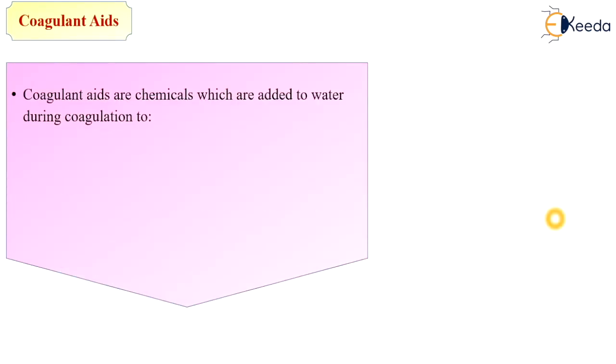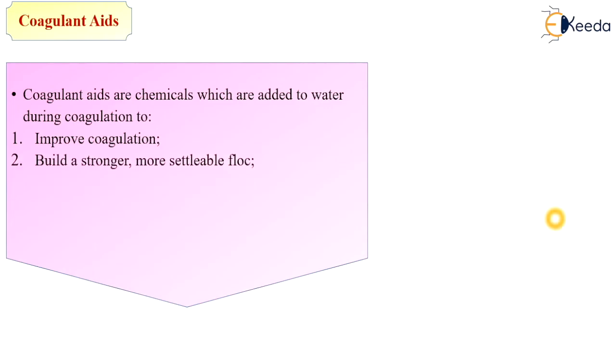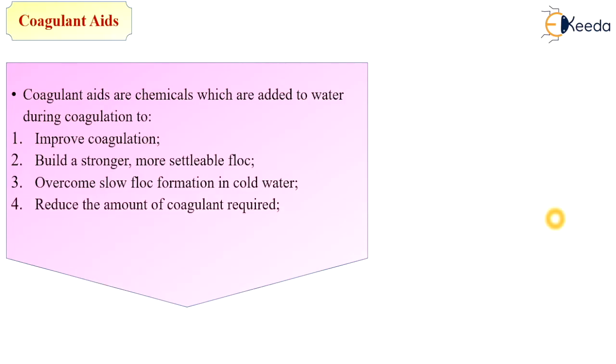Coagulant aids are chemicals which are added to water during coagulation to improve the coagulation process, build a stronger, more settleable flock, overcome slow flock formation in cold water, reduce the amount of coagulant required, and reduce the amount of sludge produced. So coagulant aids are always effective and beneficial in water treatment.